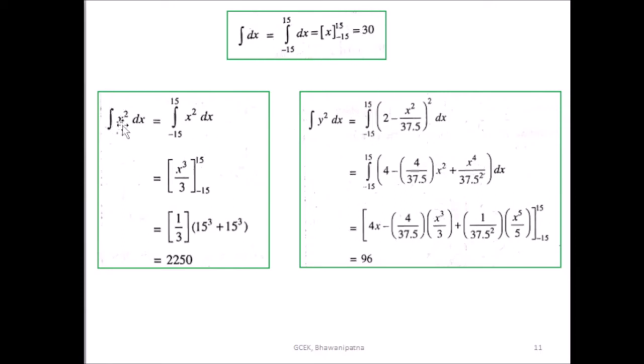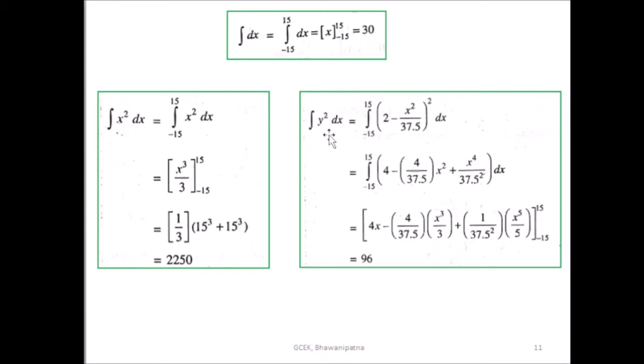Similarly, find out the integration of x square into dx. This is also minus 15 to 15 of x square dx. After taking the integration, x cube by 3 between minus 15 and 15, and putting in the values, the integration of x square dx is equal to 2250.